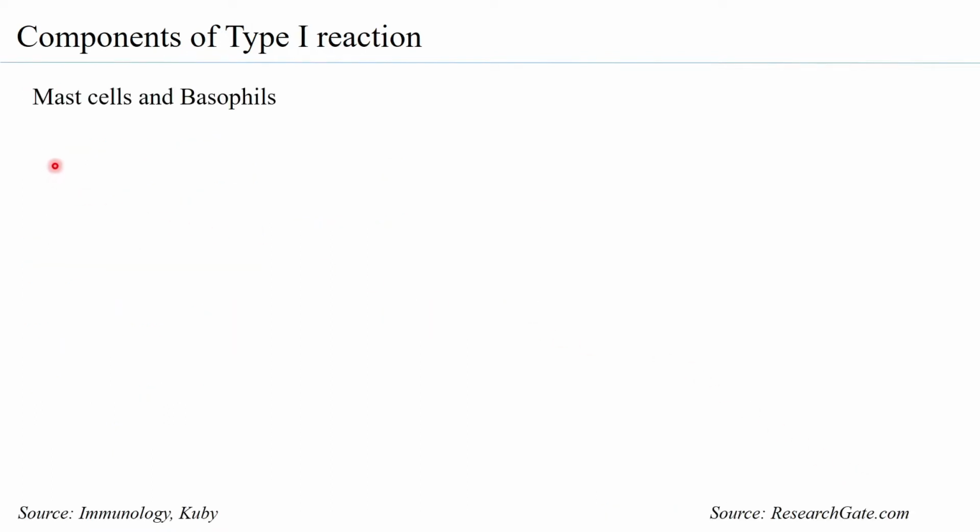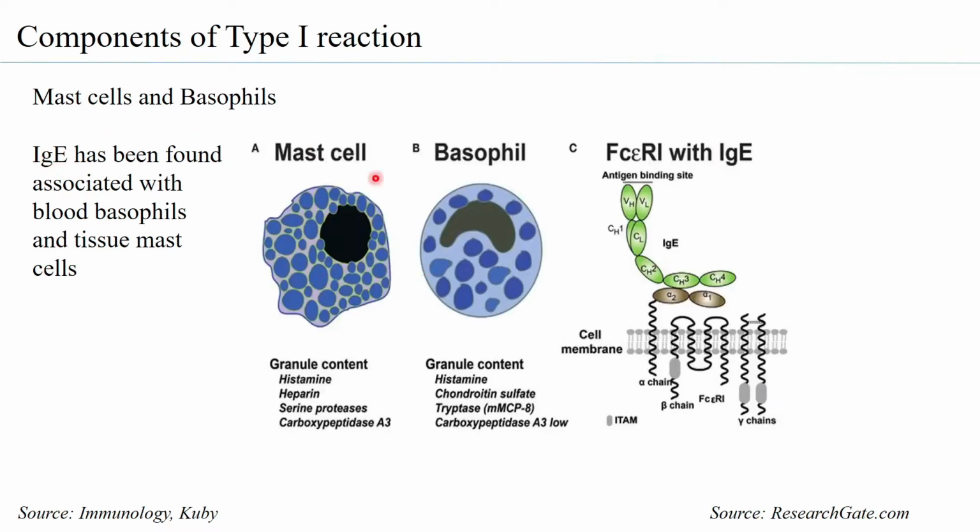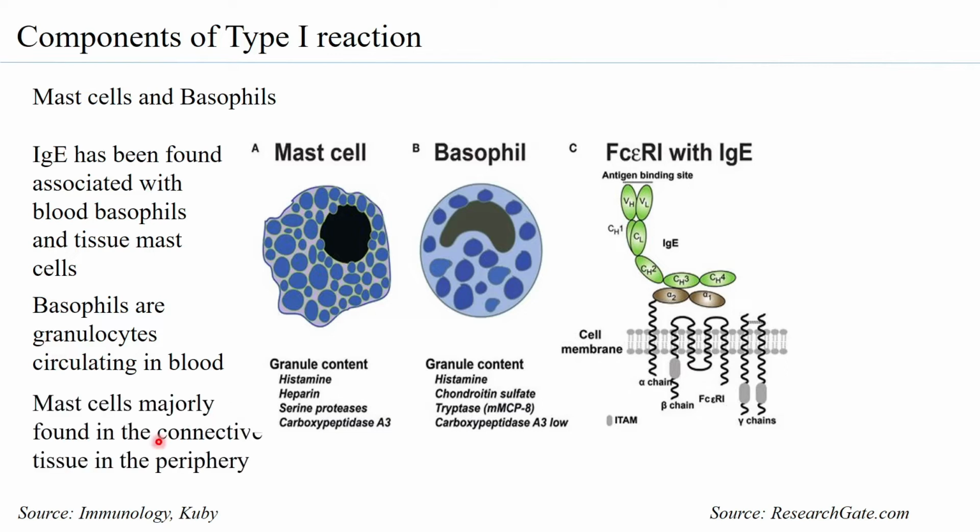The next constituent is the mast cells and the basophils. They have an important role to play in the type 1 reaction. IgE can bind to mast cells and basophils as they have Fc receptors specifically for IgE. Mast cells and basophils are both granulocytes, and they have a high number of granules within their structure. Basophils are granulocytes circulating in blood, while mast cells are majorly found in connective tissue, and that too in the periphery.